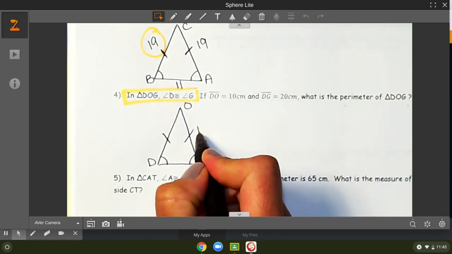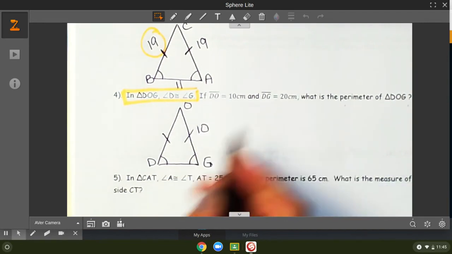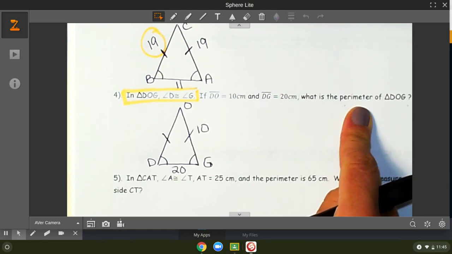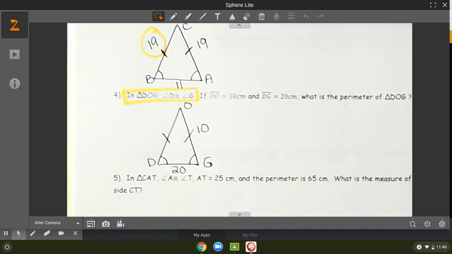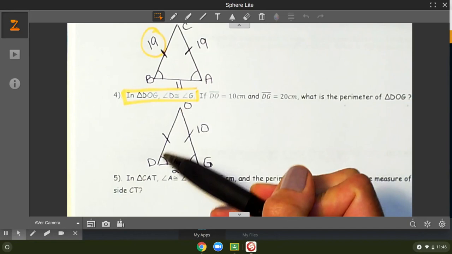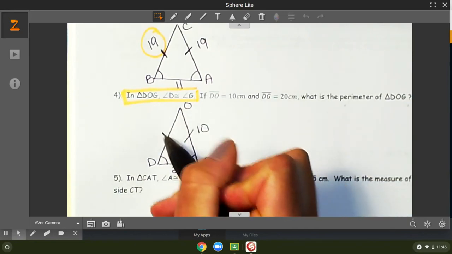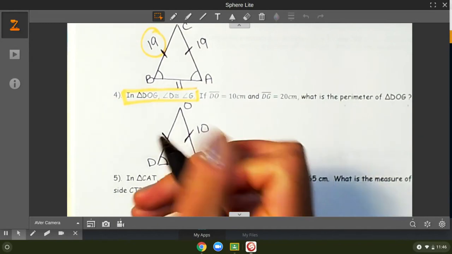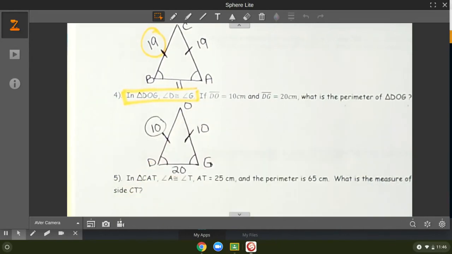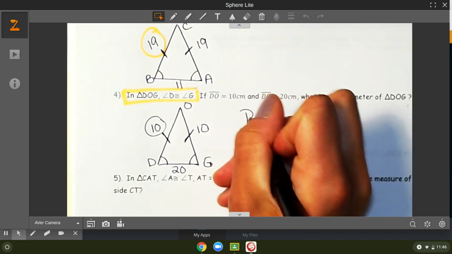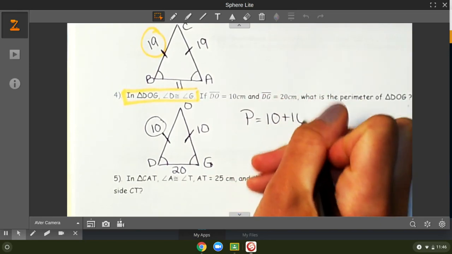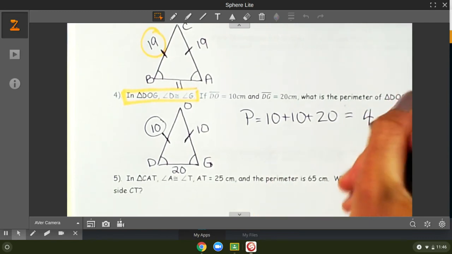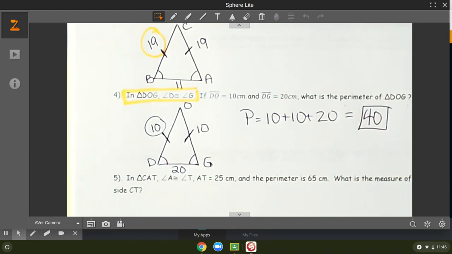Now that we have our correct drawing, let's fill in the information. DO is 10 and DG is 20. We want to find the perimeter, but before we can find the perimeter, we need to know all of the sides. And we're still missing side DO. But side DO has a dash, which means it matches with the other side with a dash. So that means side DO has to be 10. So now to find the perimeter, we're just going to add all of the sides together. 10 plus 10 plus 20, we're going to get 40, and we've got it.